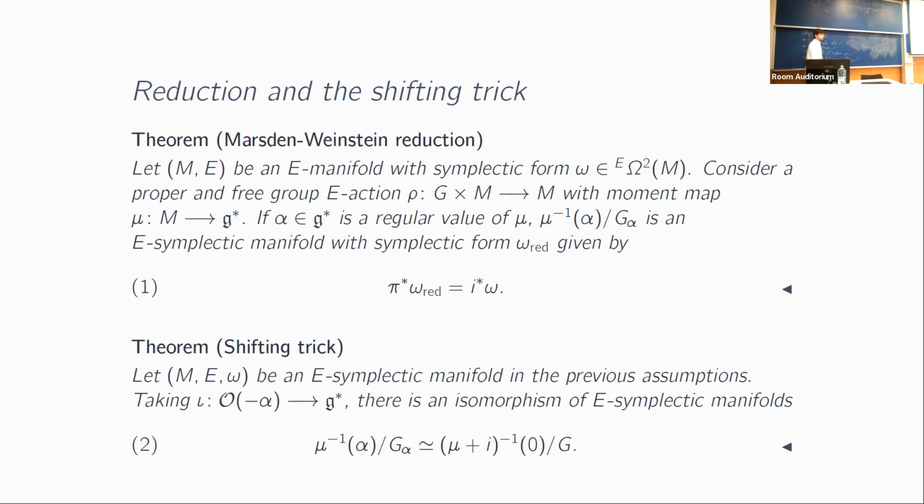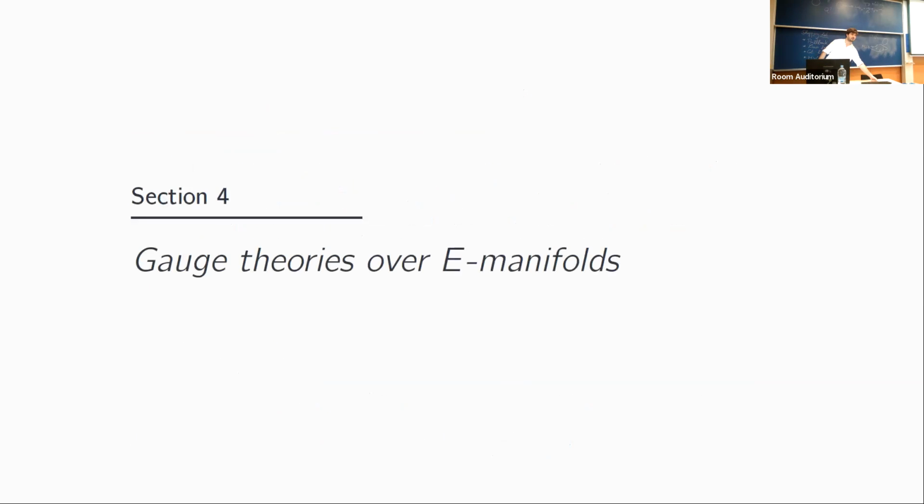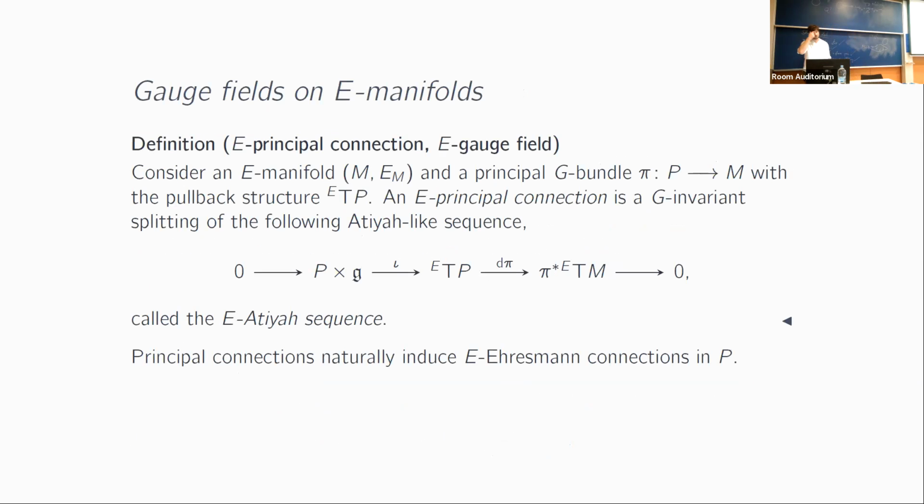So good, we're set. Now, for gauge theories and classical theorems, we are defining gauge fields on E-manifolds as certain splittings, and I am sorry, Rui, because I didn't know about MEX, so I have no idea whether this is related, but we are defining E-gauge fields as G-invariant splittings of this Atiyah-like sequence.